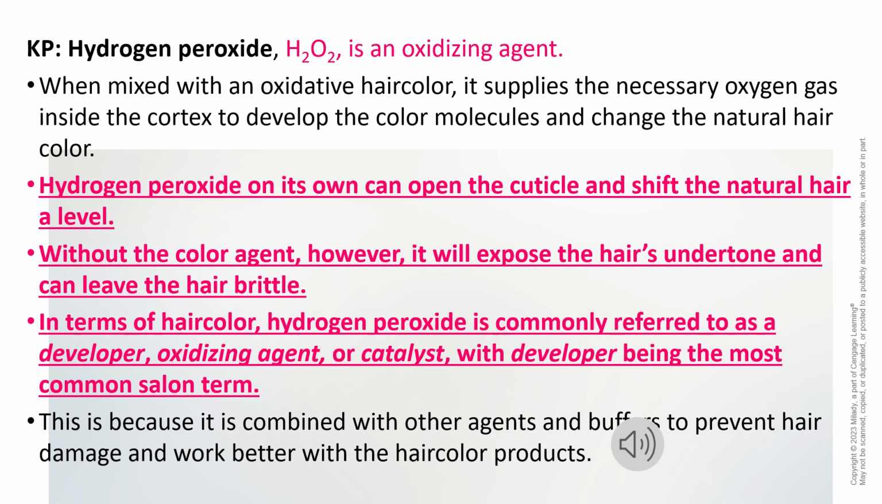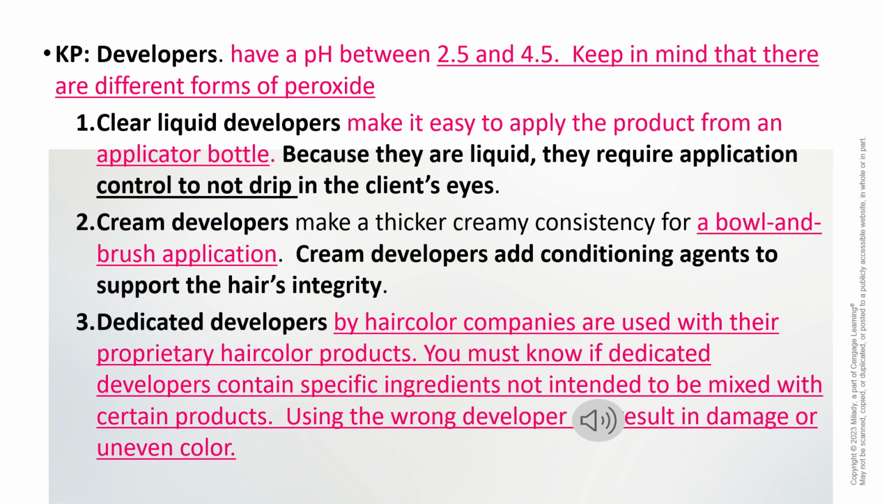In terms of hair color, hydrogen peroxide is commonly referred to as a developer, oxidizing agent, or catalyst, with developer being the most common salon term. This is because it is combined with other agents and buffers to prevent hair damage and work better with the hair color products. Developers have a pH between 2.5 and 4.5. Keep in mind that there are different forms of peroxide.